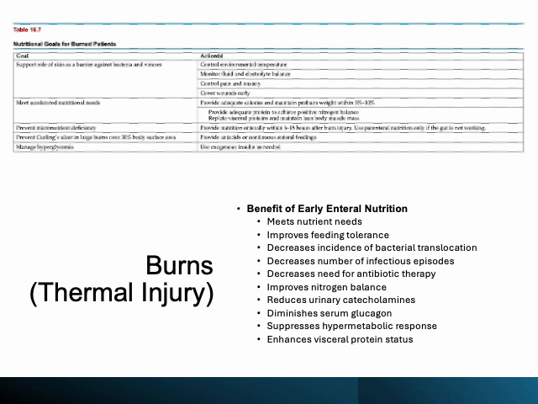You can see that early enteral nutrition may allow us to meet the following objectives. It helps to meet the nutrition needs of our burn patients. It helps to improve feeding tolerance, decrease incidence of bacterial translocation, decrease the number of infectious episodes, decrease antibiotic therapy, improve nitrogen balance, reduce urinary catecholamines, diminish serum glucagon, suppress hypermetabolic responses, and enhance visceral protein status.